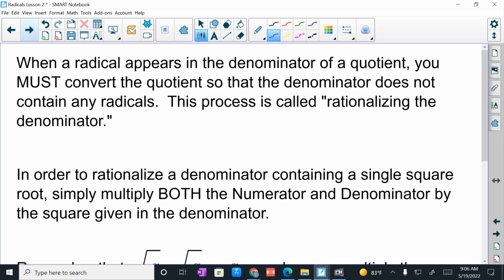When a radical appears in the denominator, we talked about this yesterday, you must convert the quotient so that the denominator does not contain any radicals. This process is called rationalizing the denominator. And on the SAT, they'll say, rationalize the following expression. If you don't know what rationalize means, you're going to be in a world of hurt.